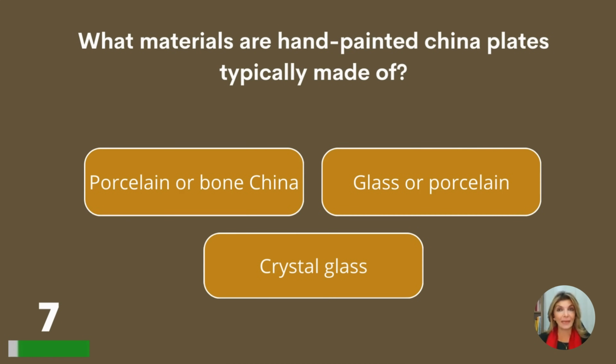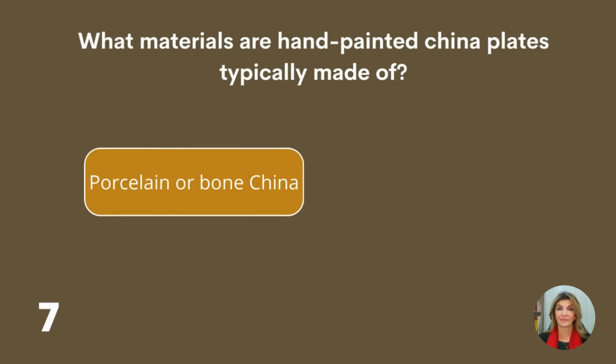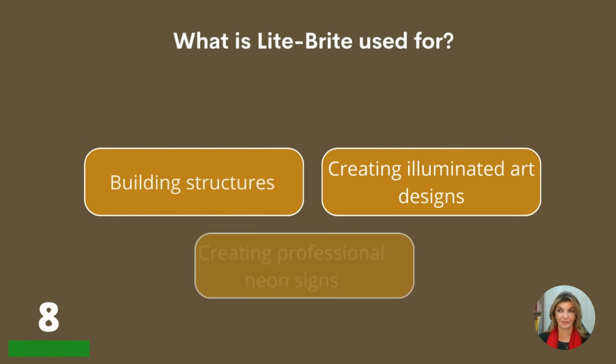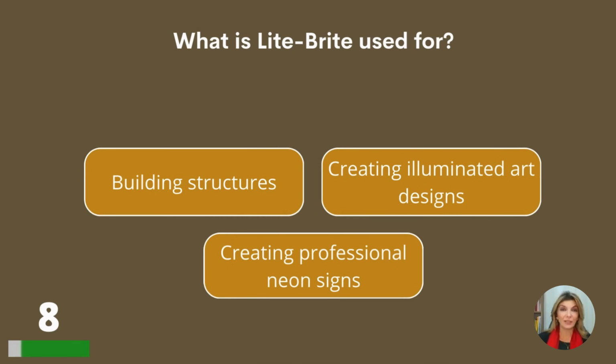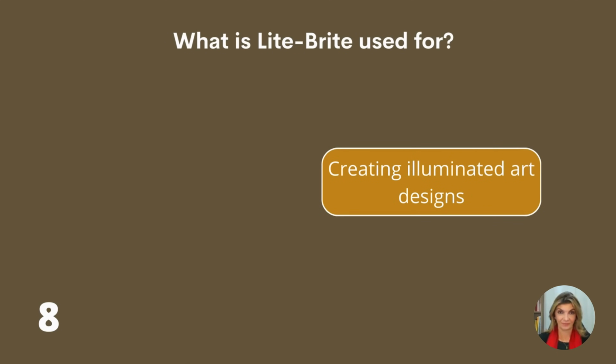What materials are hand-painted china plates typically made of? Porcelain or bone china, glass or porcelain, or crystal glass? Porcelain or bone china. What is light bright used for? Building structures, creating illuminated art designs, or creating professional neon signs? Creating illuminated art designs.